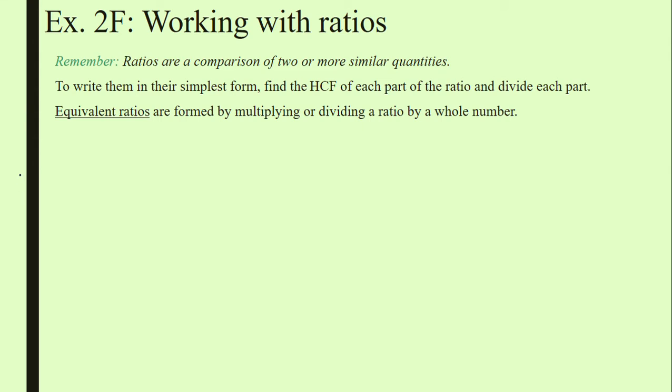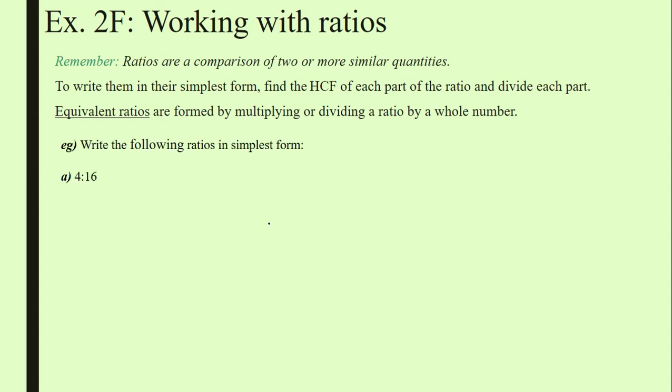To write them in their simplest form, which is the aim of today, we need to find the highest common factor of each part of the ratio and then divide each part by it. We can also work with equivalent ratios, which are very similar to equivalent fractions. We'll jump in with a couple of examples to step through this, and it will make a lot more sense.